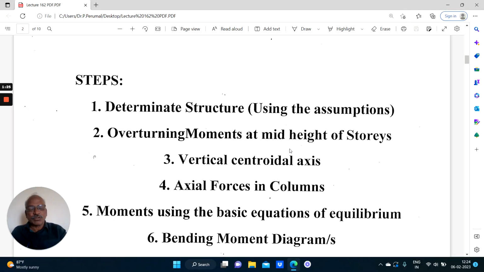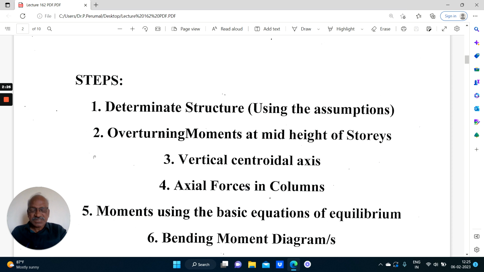solving the problem, right? So what we do here is, first of all, the structure is made statically determinate. That is, we assume points of contraflexure at the midpoints of columns and beams. That means we are going to introduce hinges at the midspan of beams and mid heights of columns. With one more assumption, we will make the structure determinate. That is, we calculate the overturning moments. We locate the vertical centroidal axis, for which we will find out the factors, and thereby we will straight away calculate the loads in the columns. That will be clear when you listen to the numerical example.